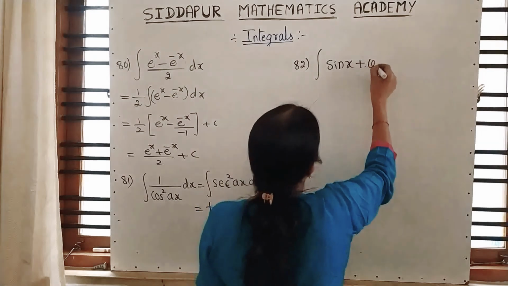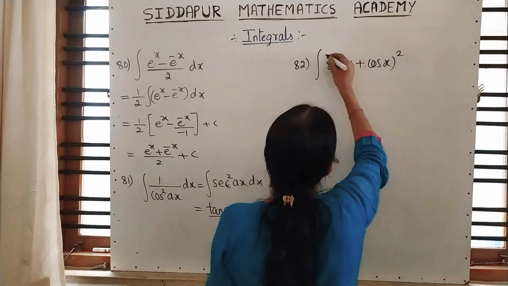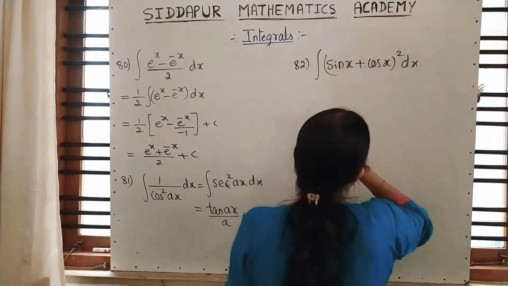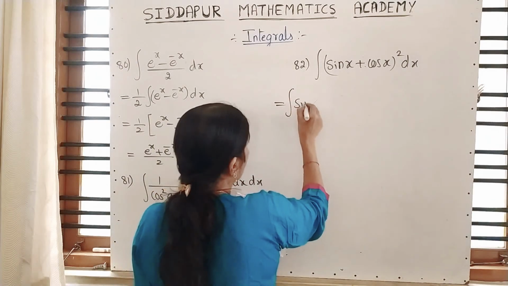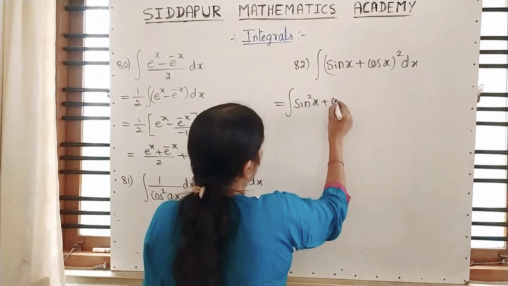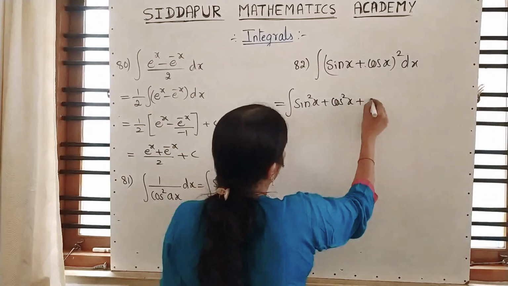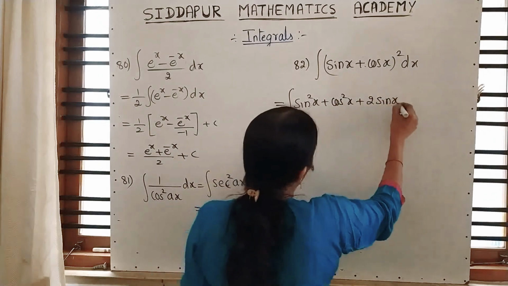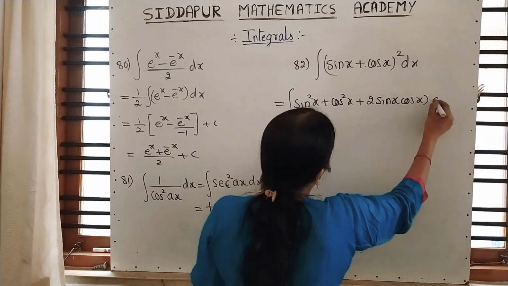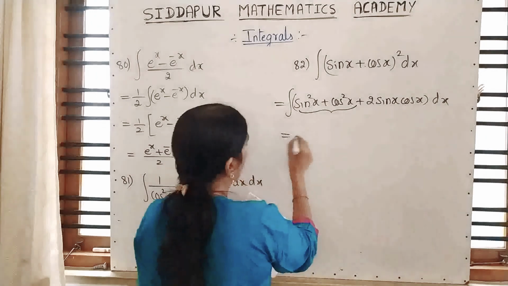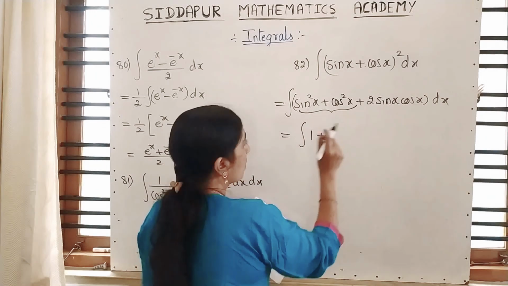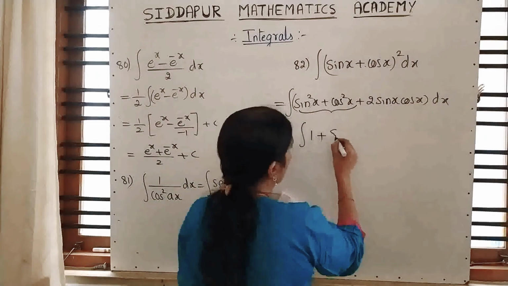Sin x plus cos x whole square. Here I am not applying any method of substitution. I am applying (a plus b) whole square: a square plus b square plus 2ab. What is sin square x plus cos square x? Yes, that is 1. What is 2 sin x into cos x?